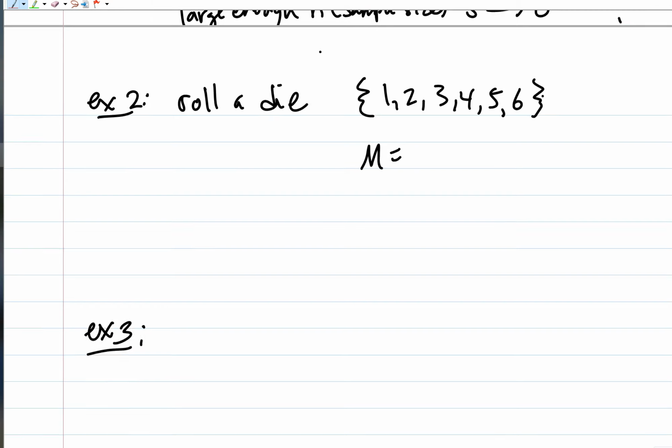So let's do an example here. Let's roll a die. We have the numbers 1, 2, 3, 4, 5, 6. What is the mean of those numbers? Well, if I added them up, 6, 12, 16, is it 21? I'm not sure. Let me double check that again. 6, 12, 16, I think it's 21. Divided by, there's 6 numbers, should be 3.5. Okay, so our mean is 3.5.